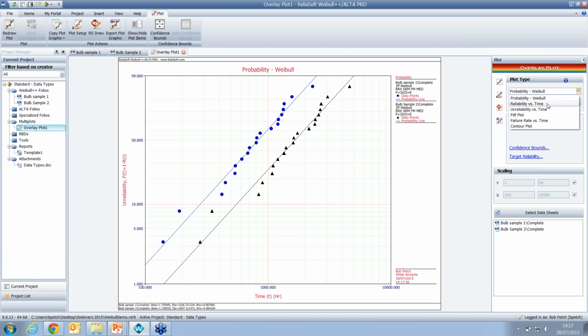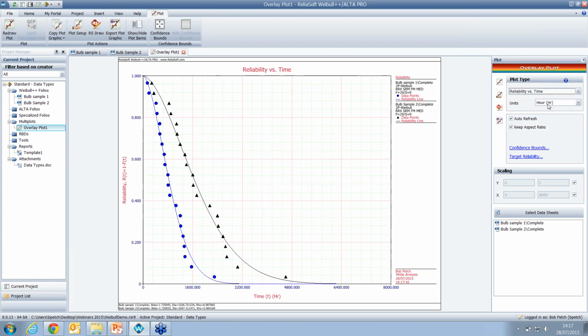If we again look at reliability versus time, with the first manufacturer's data set shown in blue, and the second manufacturer shown in black, the second manufacturer's bulbs can be seen to be more reliable at all points in time. This can form the basis of an objective component selection, as the cost differences of different components can be compared against their likelihood of failure for the required mission time.